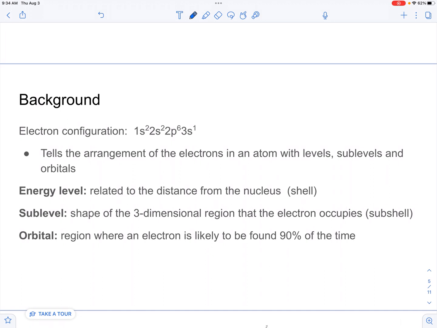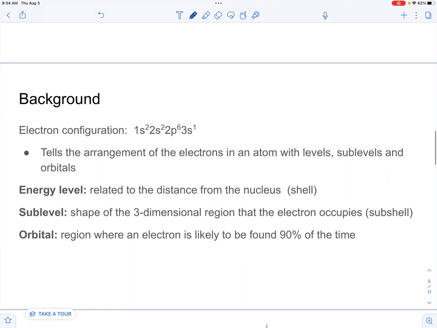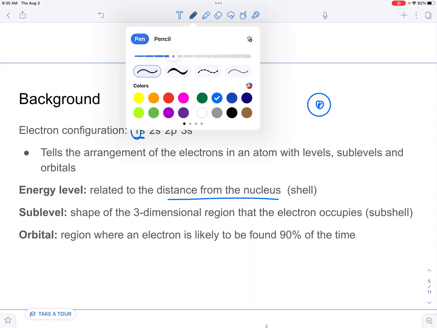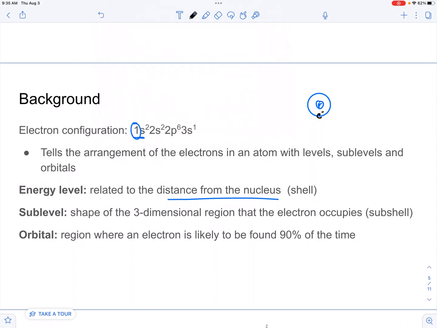So again, we've got the arrangement of the electrons in the atom, so you have levels. The levels indicate the distance from the nucleus, or the shell. If we have all of our protons in the nucleus here, the Bohr model is one that we commonly use. It's not correct, but it works really well. So this would be shell number 1, the first energy level. And according to this configuration, there are 2 electrons in that first energy level.